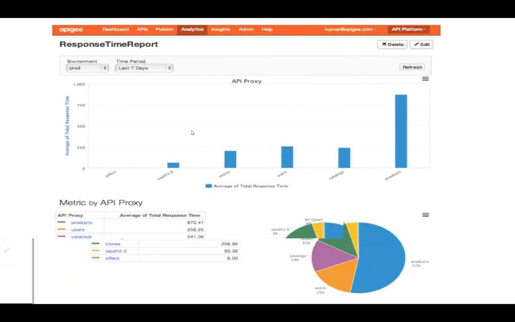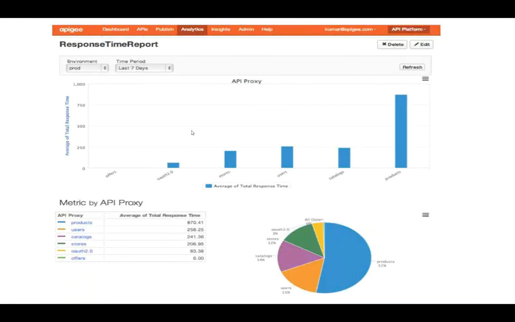Next, I've got a similar set of analytics coming from a company called Apigee, who is definitely one of the stronger players in the API management suite. In this case, we've got a series of different APIs or products that they're exposing, and we're able to see the different response times based upon the actual product or API being exposed.